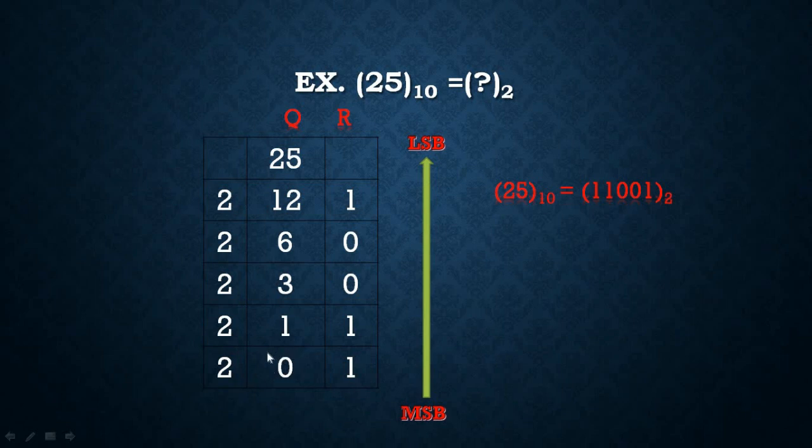Here we are not able to divide 1 by 2. It is not divisible, so we write the quotient 0 and we get the remainder 1. Here we stop the division and note the result from bottom to top, because the MSB is at the bottom location and the LSB is at the top location. So we write the result from bottom to top as 11001 to the base 2. So 25 to the base 10 is equal to 11001 to the base 2. So this is the integral number.